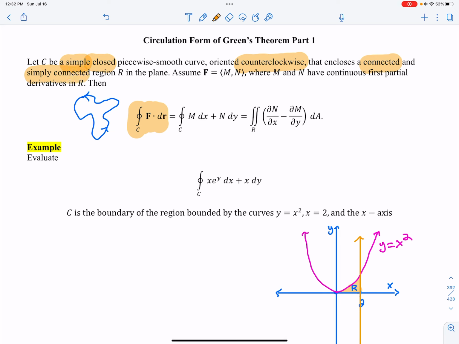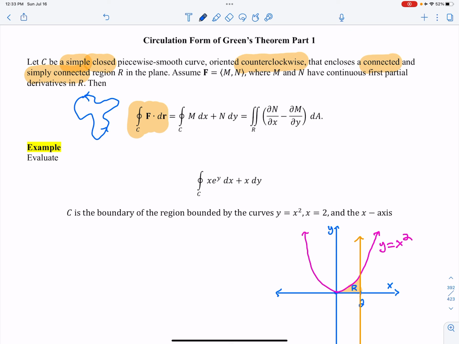Remember, connected means I can pick any two points in my region. If my region's like this, if I pick two points, I can pick a path that is in the region to get from one point to the other point. A non-connected region would be two open regions like this. If I put one here and one there, there's not a path from one to the other.